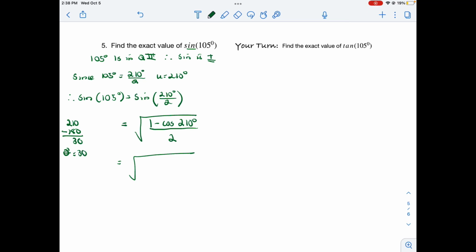And then I need to think, okay, what is the sine of 30 degrees? Oh, sorry, cosine of 30 degrees. Well, the cosine of 30 degrees is square root of 3 over 2 from our unit circle. But then remember, 210 degrees is in quadrant 3. And in quadrant 3, is cosine positive or negative? Well, cosine is negative in quadrant 3. So the cosine of 210 degrees is negative square root of 3 over 2. So I'm going to replace that cosine of 210 degrees with negative square root of 3 over 2. Then I'm just going to simplify.